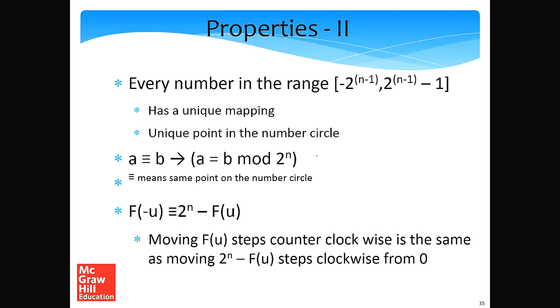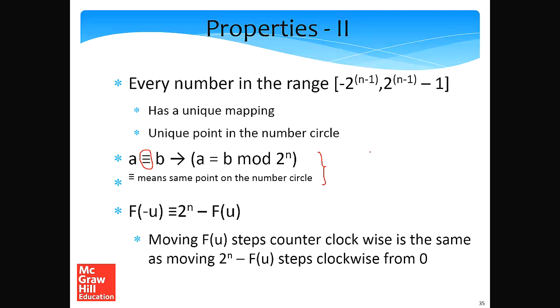But first, let us define something simple. We define this operator, called equivalence, with three horizontal lines. This means that they refer to the same point on the number circle, or alternatively, A is equal to B mod 2 to the power n. And so we can see why.